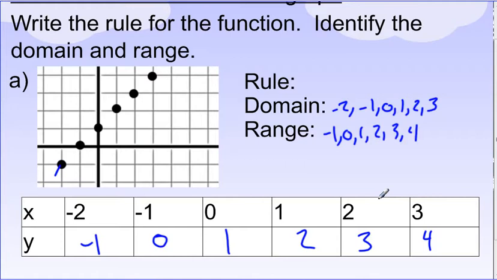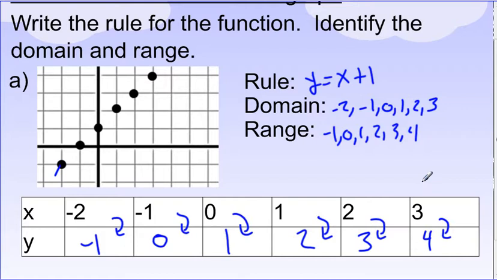Now, what's the rule? What's happening from here to there? Now, if it helps you by starting to look at the positives, do that. I usually skip the negatives for a little bit and start with positives, and then just make sure my answer works for the negatives as well. So look at the positives. What's happening? It's getting bigger by 1. You're taking the x value, you're adding 1 to it, and that's giving you the y value. Well, that is our rule.